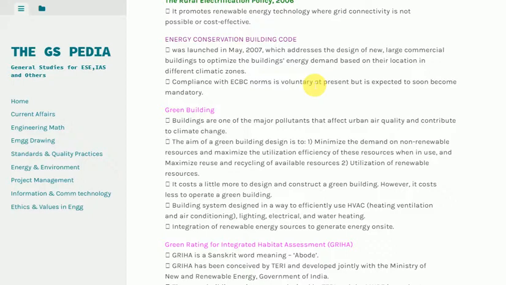GRIHA. GRIHA is a Sanskrit word meaning abode. GRIHA has been conceived by TERI and developed jointly with the Ministry of New and Renewable Energy, Government of India. The green building rating system devised by TERI and MNRE is a voluntary scheme to help design green buildings and, in turn, help evaluate the greenness of the buildings.